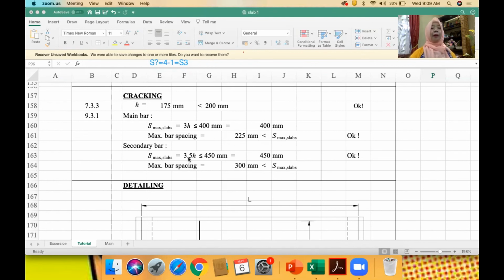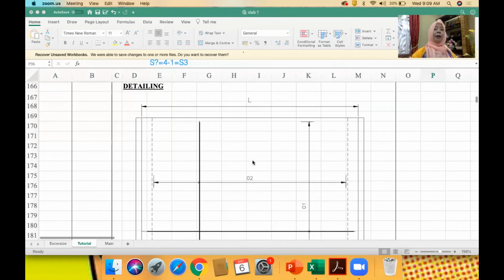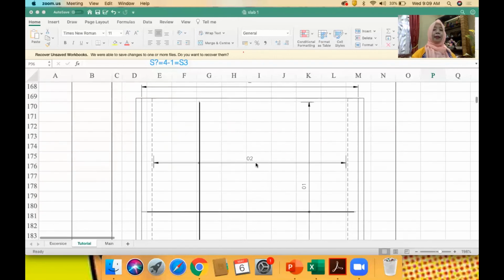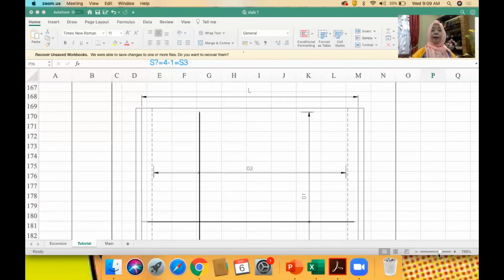For the secondary bar, 450, then just now we changed to 300. It's less than the maximum here. Therefore, this is the detailing, the detailing for the slab.